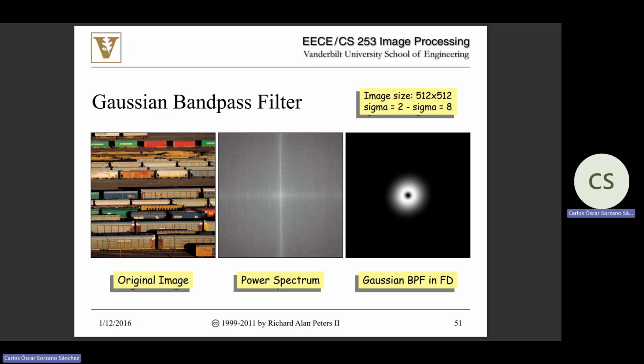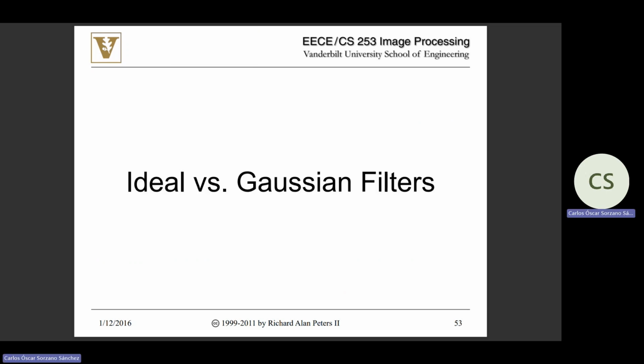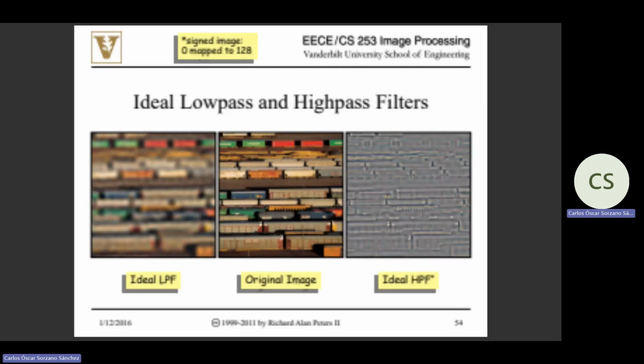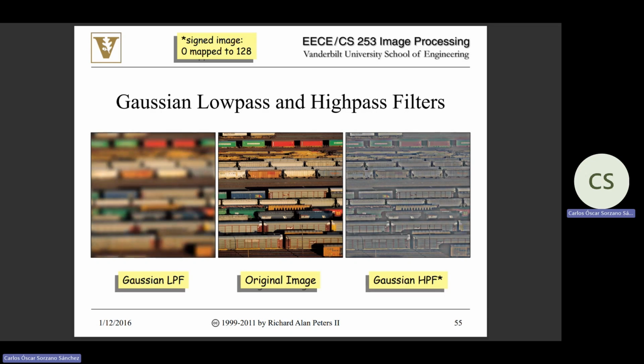And then, it's the multiplication of the two with different factors, sigma factors. And then we can compare ideal with Gaussian filters. So the ideal low pass filter is this one that has oscillations. And this is the ideal high pass filter. And then we can compare to the Gaussian low pass filter.